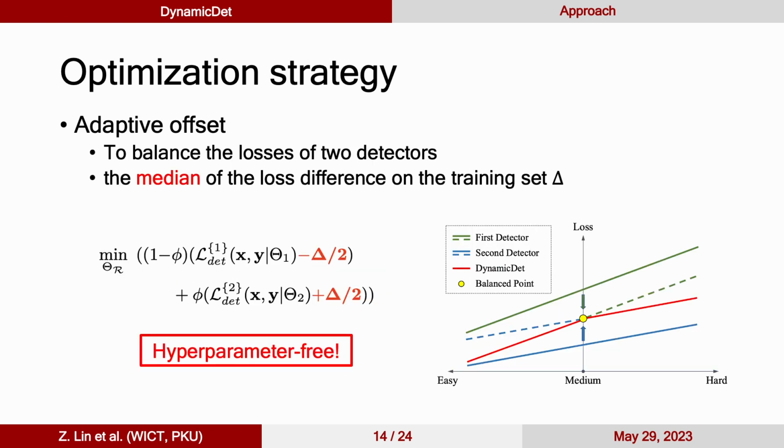To achieve this automatically, we introduce an adaptive offset to balance the losses of the two detectors and optimize our router via gradient descent. We first calculate the median of the loss difference between the first and the second detector on the training set, delta. Then, we use half of delta to reward the first detector and punish the second detector, and the training objective is this equation. As the qualitative analysis shown in this figure, with this reward and penalty, the loss curves of these two detectors intersect and reveal the optimal curve.